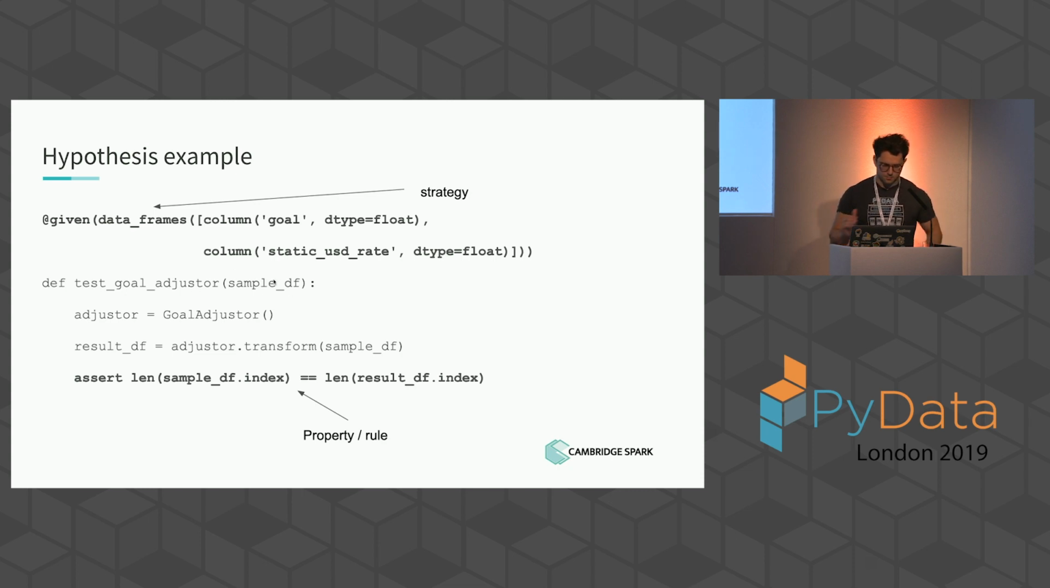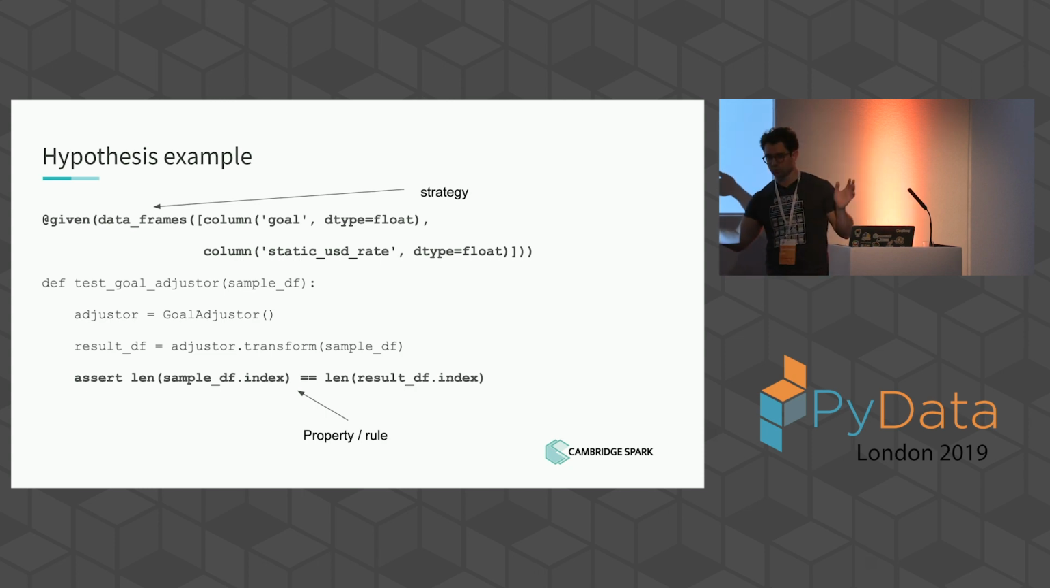Now, using PyTest's beautiful features, this is injected as the argument to this function as a sample data frame. So what Hypothesis is going to do is generate random data frames that have 2 columns with floating point numbers, and that gets passed to my unit test every time it's generated. Okay, so that's how we generate tests.